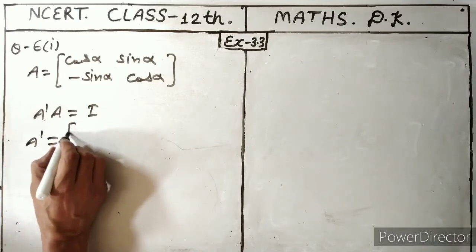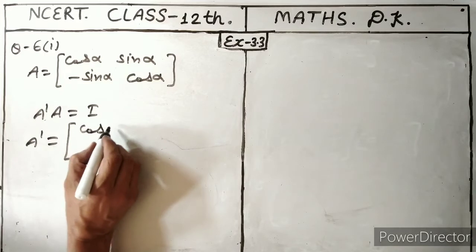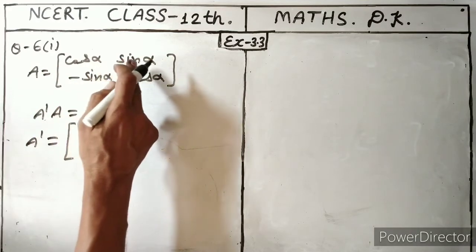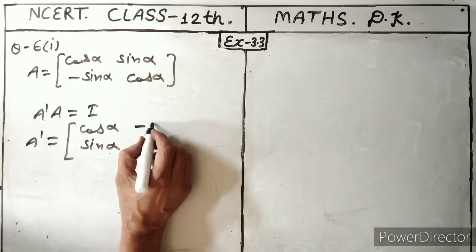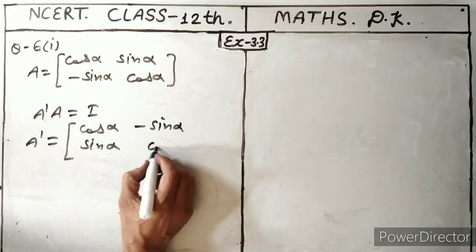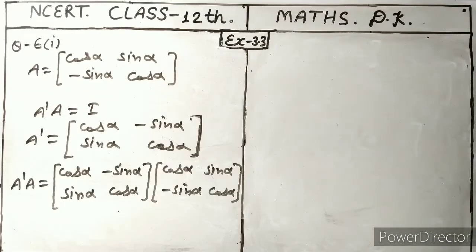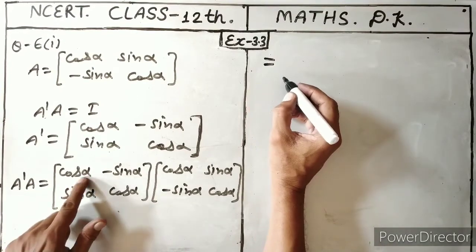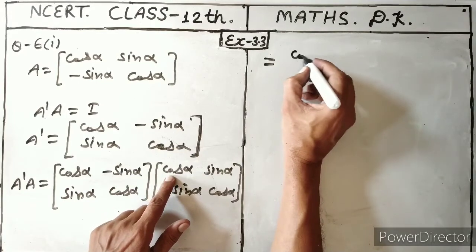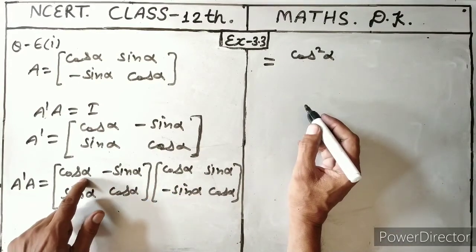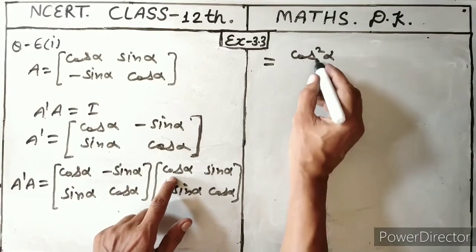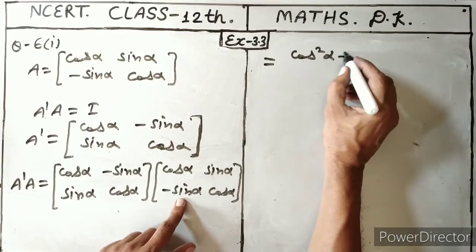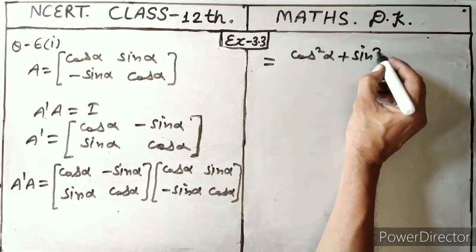A transpose is cos alpha sin alpha. This row matrix becomes in column minus sin alpha cos alpha. Now we multiply both the matrices, then cos alpha cos alpha, cos square alpha, plus sine square alpha.